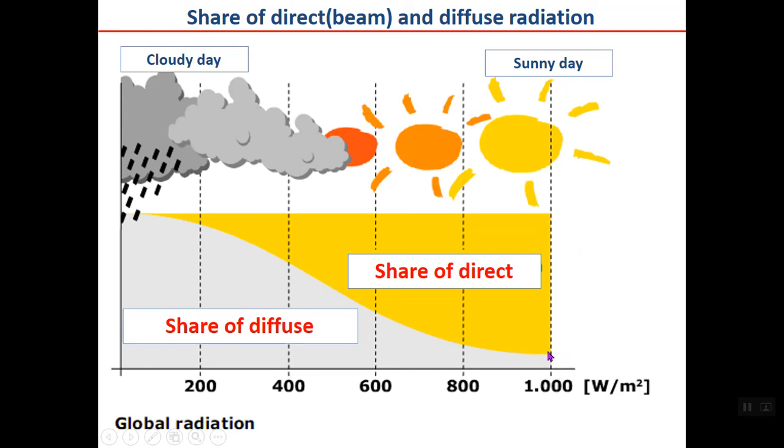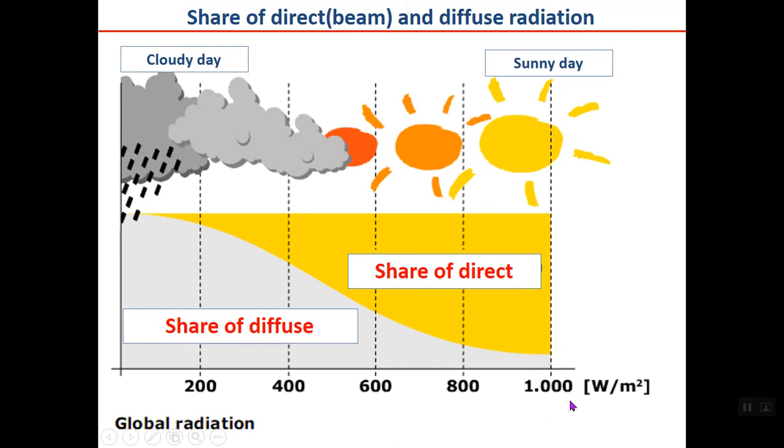So even on a sunny day, for example, if the total solar irradiance may be 1000 watt per square meter, then for example 100 watt per square meter may be diffuse and 900 may be direct solar radiation.